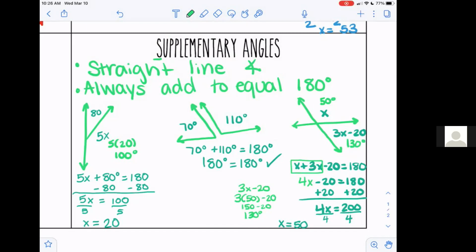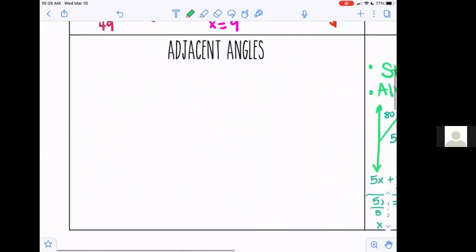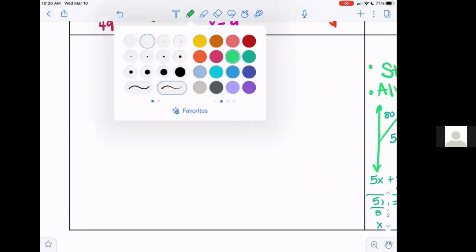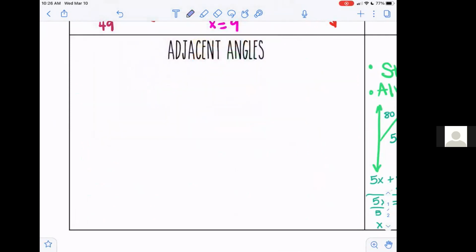Don't forget, if you need to pause here so you can catch up on any notes, please feel free to do so. But the last one we're going to talk about is the easy one, because there's not really any math involved. This is just a look and find. So for this one, we will do purple. All right, so adjacent angles. Adjacent angles, like I said, have no rules for measurement.